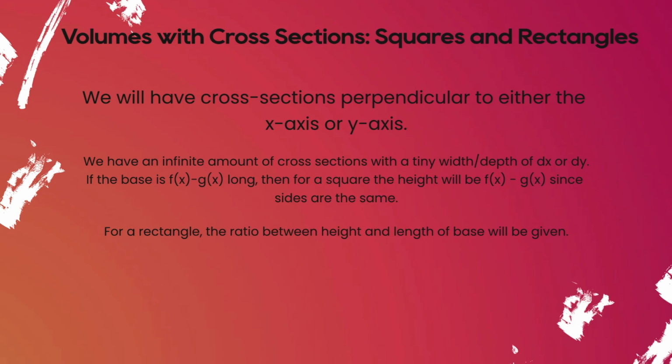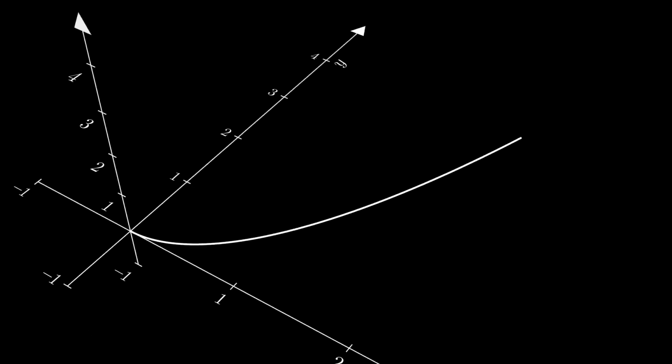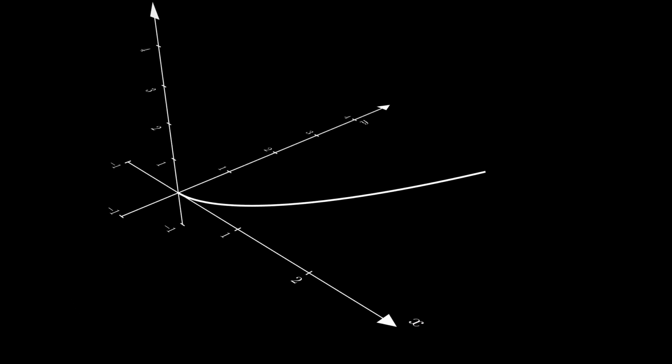So now let's look at a very good animation. For this function, I'm going to be showing you how cross sections perpendicular to the x-axis look like and what the volume will look like. Please closely view this animation. So this might look like a rectangle, but it's actually a square, and the reason is that it's scaled like that, so it looks like a rectangle, but it's not.